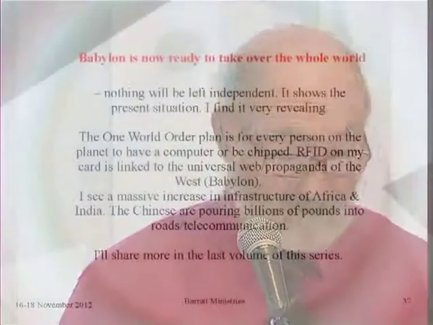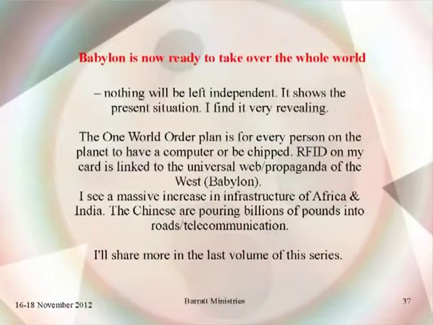The government wants everyone in the world to have a computer, to be connected up to the network so they'll get the world propaganda. It's happening very, very quickly. Very few countries are undeveloped now. So the net's pretty big, isn't it now? This will happen very quick. Ready to take over the whole world. So the one world order: for everyone on the planet to have a computer and be chipped.